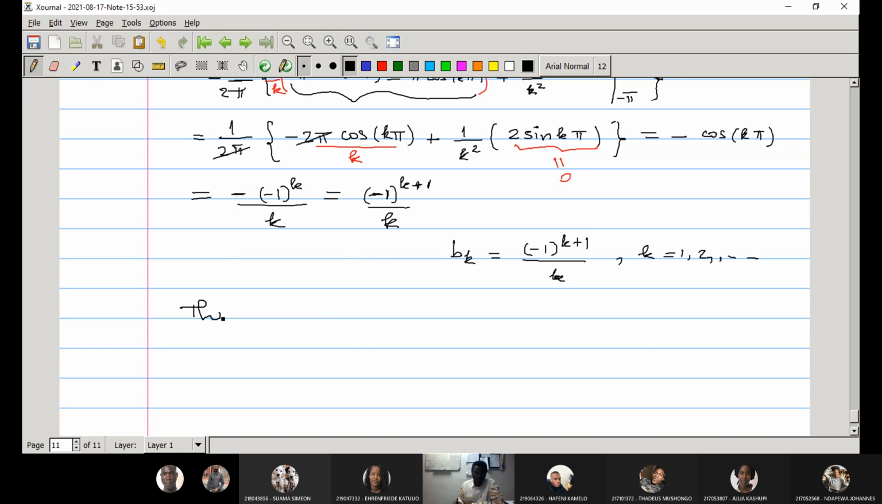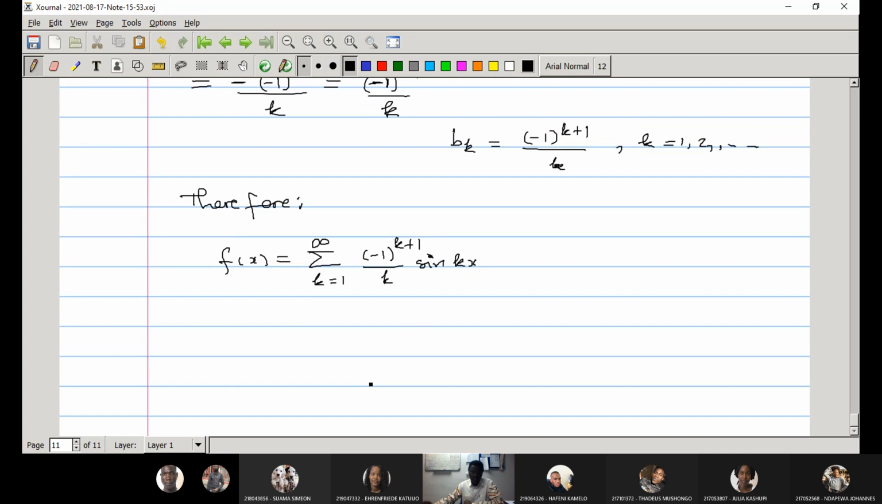So therefore, we can just conclude that our f of x is equal to this summation from 1 to infinity of bk and sine. So I take this negative 1 to the k plus 1 by k sine kx, and that is it. That's the final result.